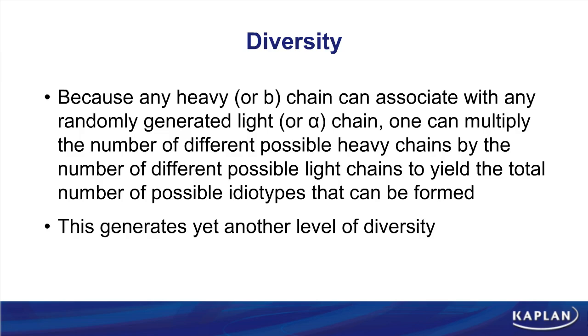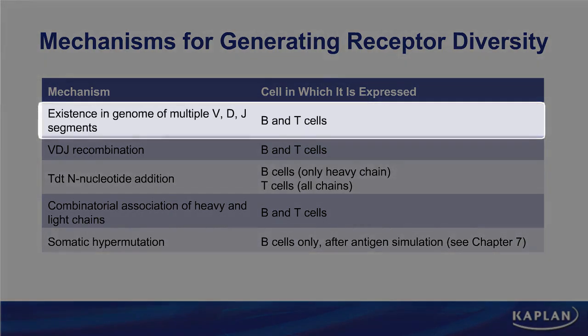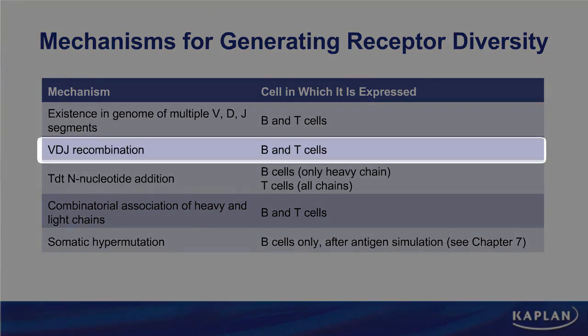So that generates a completely separate, additional level of diversity for these B cell and T cell receptors. So let's summarize the different mechanisms of generating receptor diversity. We already talked about the existence of multiple gene segments for the heavy chains and the light chains for B cells and T cells, and that we have this extensive gene rearrangement where different V's can combine to different D's and J's. That gives us one really important level of diversity.